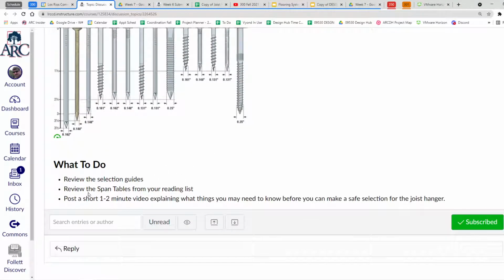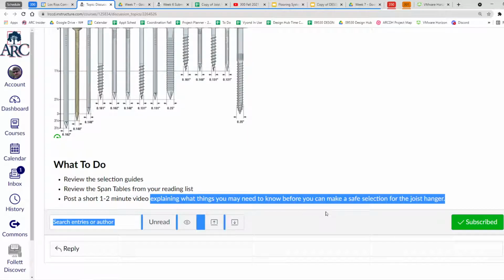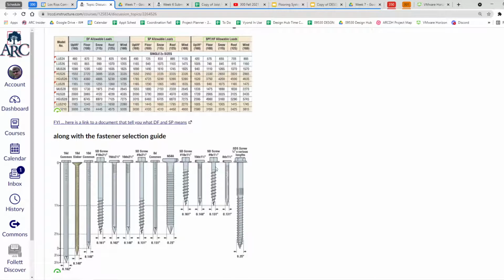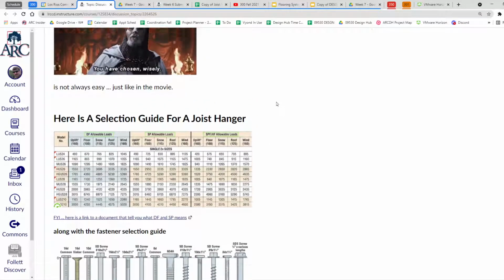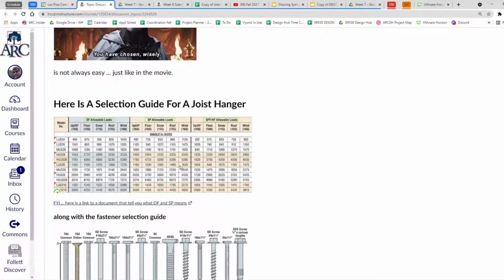So look at those guides and review the span tables, and then explain, okay, well, what do I need to know in order to choose a joist hanger? Can't just go out and buy any old joist hanger. I've got to get the right one. And so what do you have to know? What do you have to know? Okay. And that's a big part of this, is sometimes you look at a spec or a standard or a selection guide and you go, what? And you have to go look stuff up and figure it out.